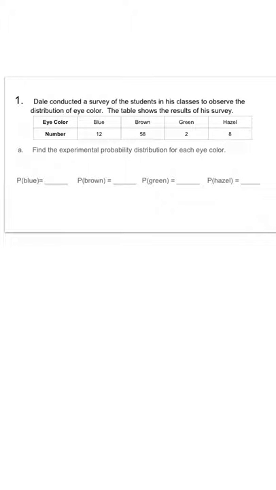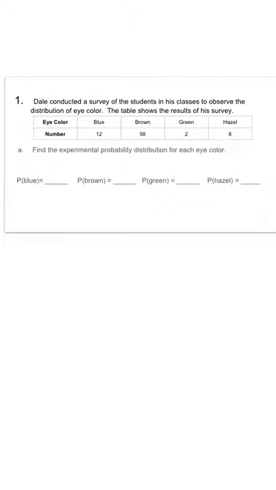Probability Worksheet: Experimental and Theoretical. Number 1. Dale conducted a survey of the students in his classes to observe the distribution of eye color. The table shows the results of his survey. The eye colors are blue, brown, green, and hazel.